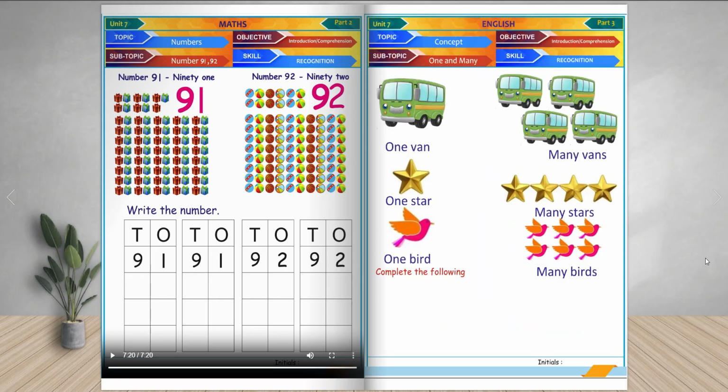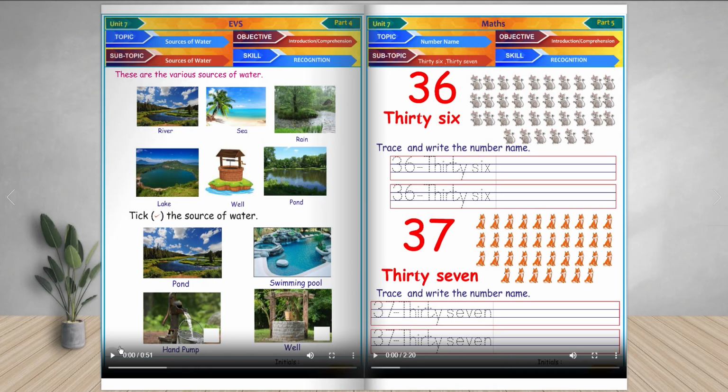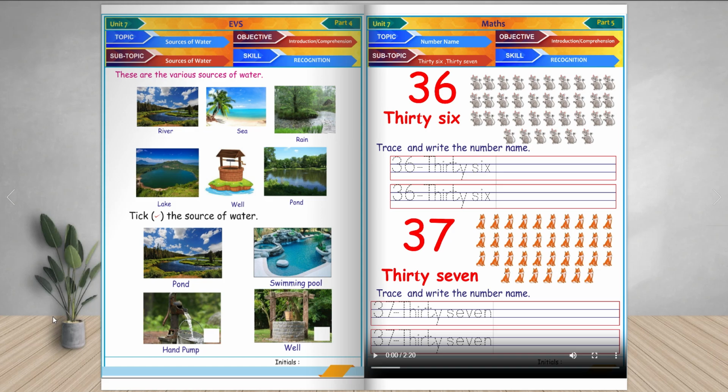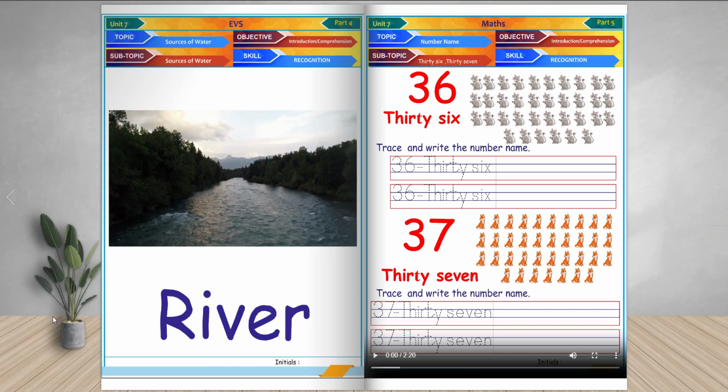Complete the following. These are the various sources of water. River. Sea.